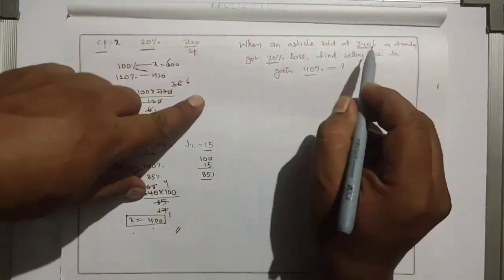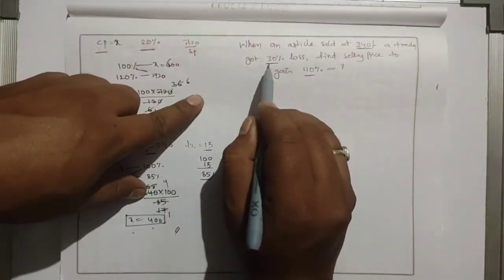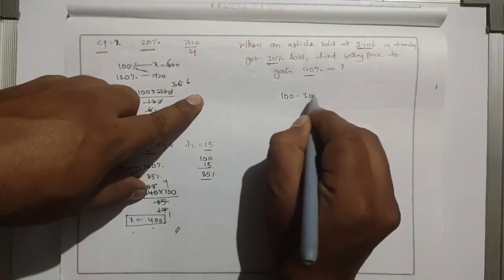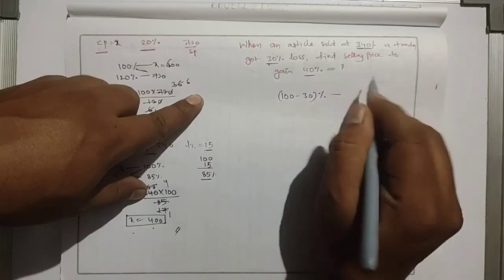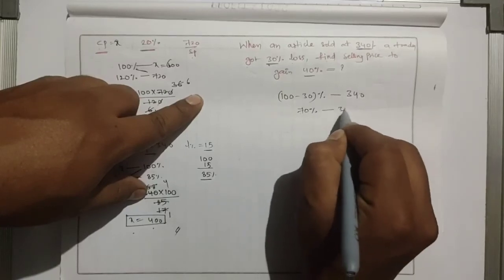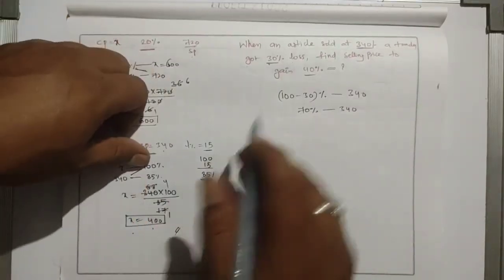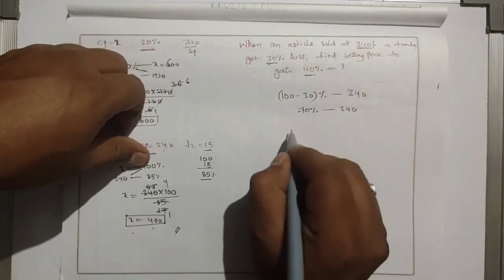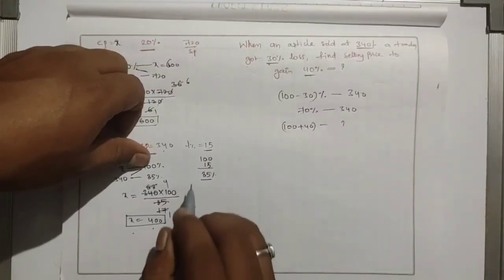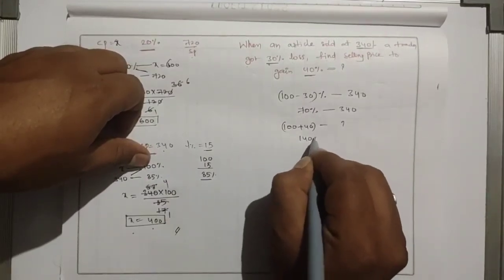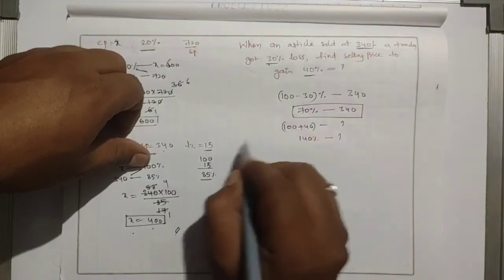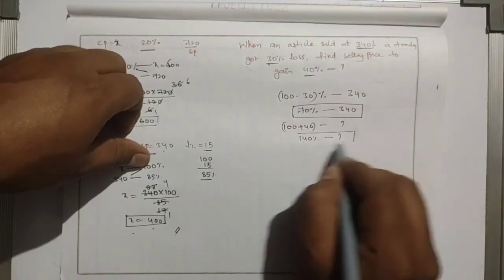Simply see, by selling at 340 he got a loss of 30%, which means he got back 100 minus 30%, that is 70% of the money, by selling this article at 340. That means 70% is 340 rupees, and you have to gain a 40% profit, which means you should get 100% plus 40, that is 140%. To get 140%, at what cost do you have to sell? Consider both: 70% is 340, and what is 140% equal to?